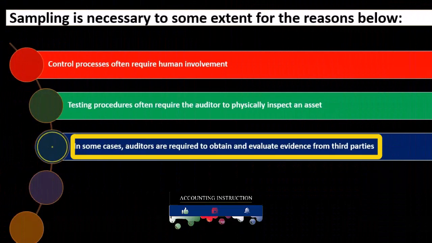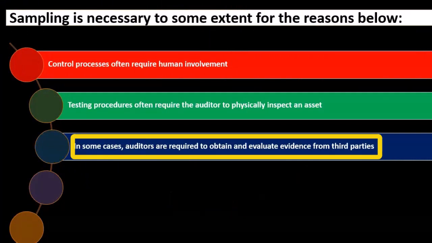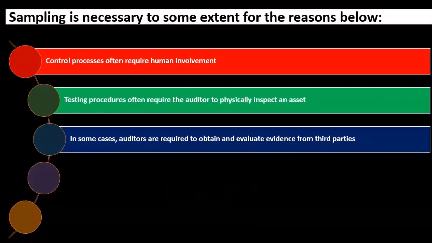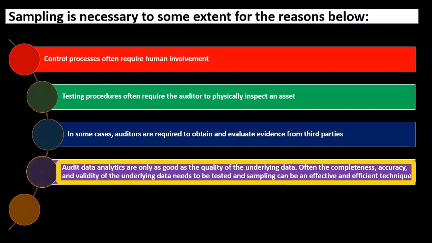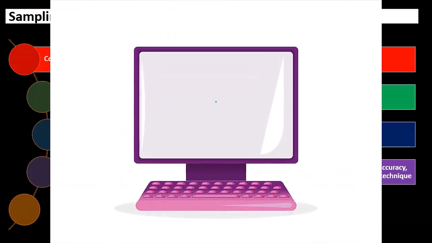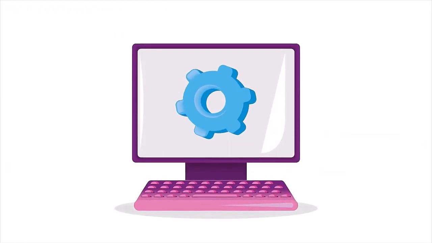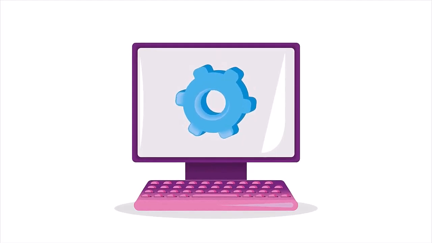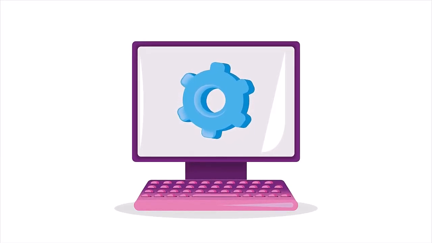In some cases, auditors are required to obtain and evaluate evidence from third parties, so third parties outside of the organization. Audit data analytics are only as good as the quality of the underlying data, the data that goes into that system. Often the completeness, accuracy, and validity of the underlying data needs to be tested, and sampling can be an effective and efficient technique. In other words, once the data is in the system, if it's set to a set standard of control, the system is likely to take that data and do what is necessary in a systematic way.